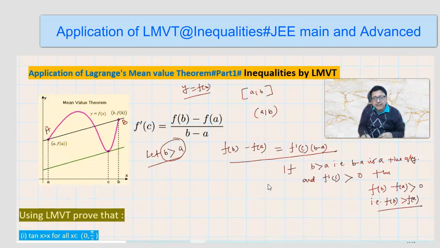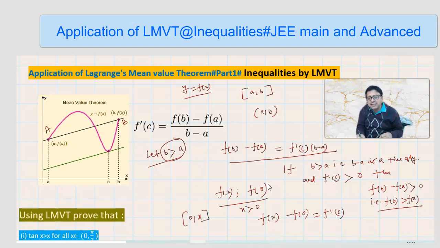So let me give you one example. Suppose there is a function f(x) and you want to compare the value of f(x) with f(0). Initially you assume that x is greater than 0, then f(x) minus f(0) will be equal to f dash c, where c is a point between 0 and x. You are taking this interval 0 to x. In this interval f(x) minus f(0) is f dash c multiplied by (x minus 0).